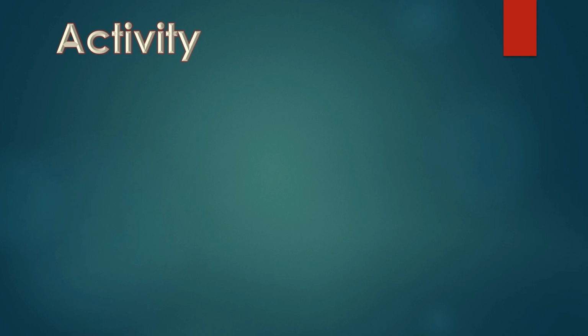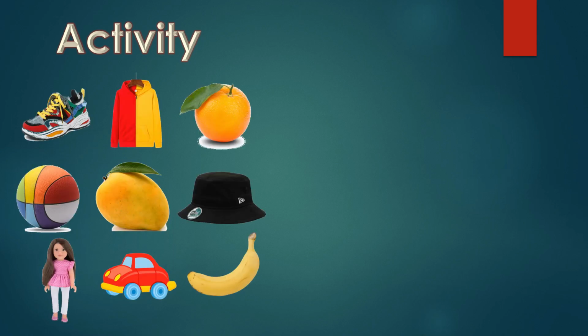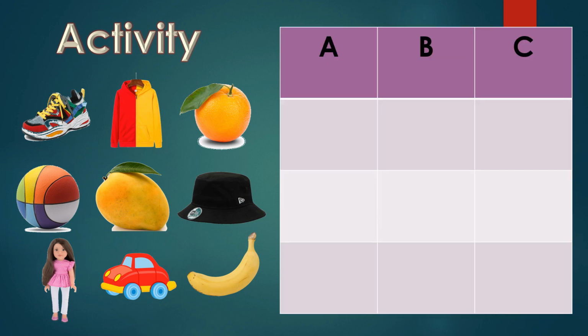It's activity time! Let's have an activity. Are you familiar with these objects? Let's identify them one by one. We have a shoe, a jacket, orange, ball, mango, cap, doll, toy car, and banana. What we are going to do is to group them under columns A, B, and C based on any similarities that they have. If you can do it on your own, you can pause this video and answer it on a sheet of paper.